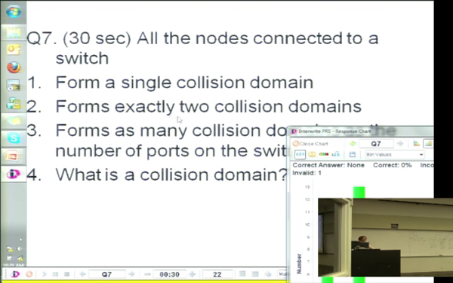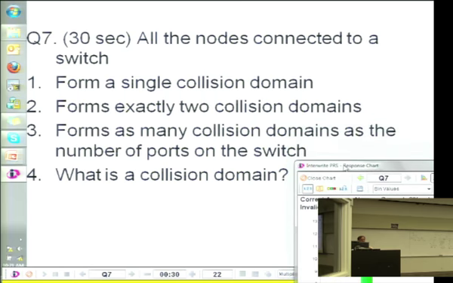And it's not exactly 2 collision domains either, because every node that connects to the switch is an independent collision domain. So there are as many collision domains as the number of ports that you have on the switch. If I have an 8-port switch, and I connect 8 devices to it, each of those devices is in a collision domain unto itself. So in other words, there are as many collision domains as the number of ports available on that switch. Everybody with me here on this?